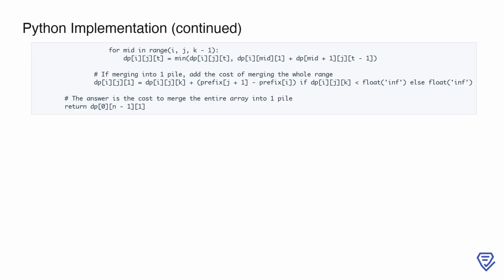For each midpoint, we calculate the cost of merging the left segment into one pile and the right segment into t - 1 piles, then combine these costs. We take the minimum cost over all valid midpoints.